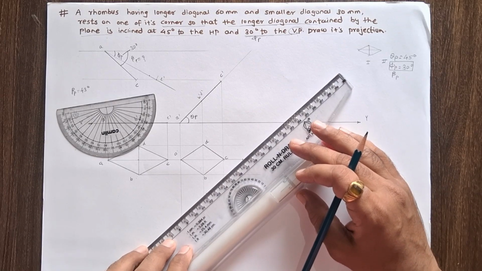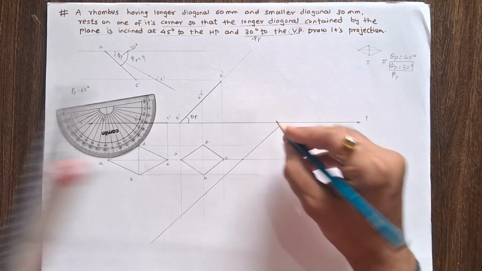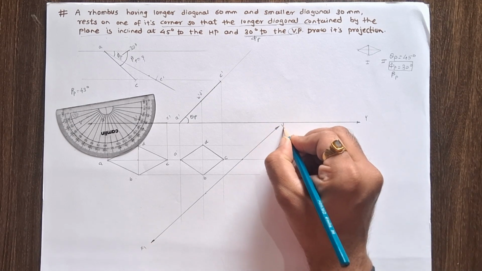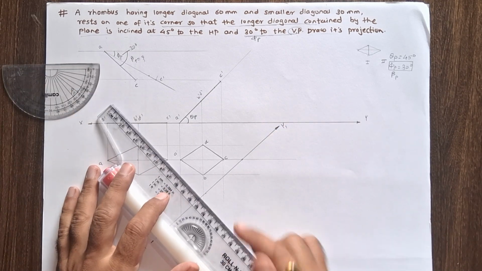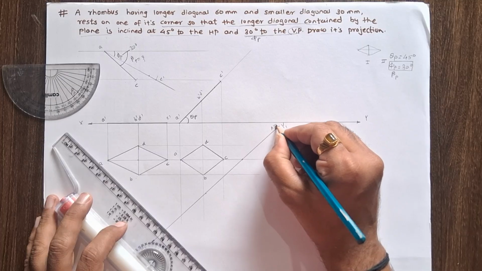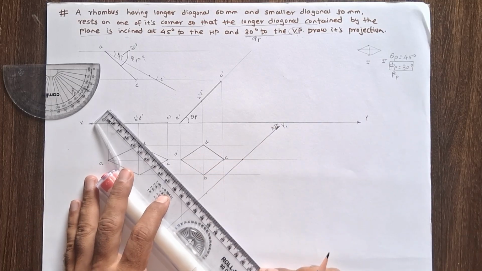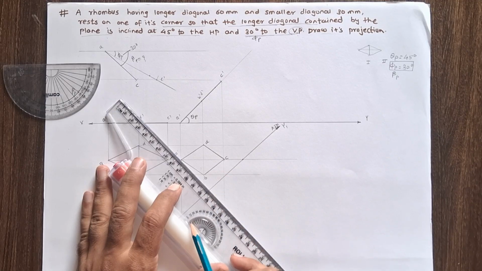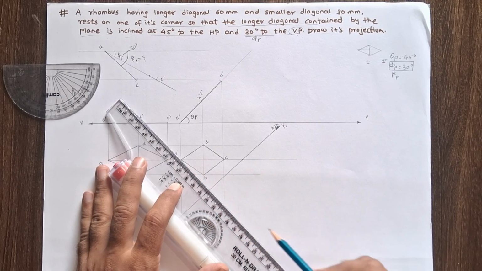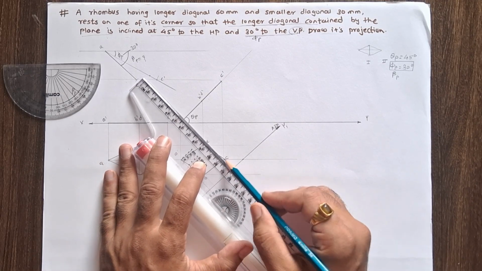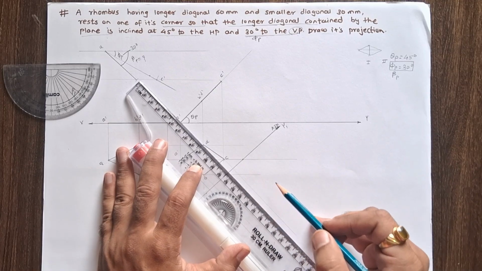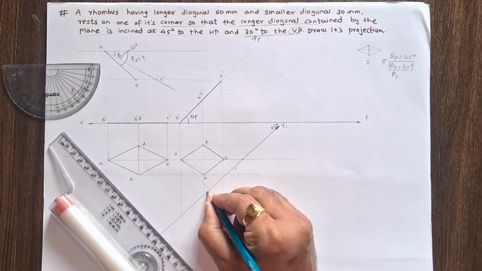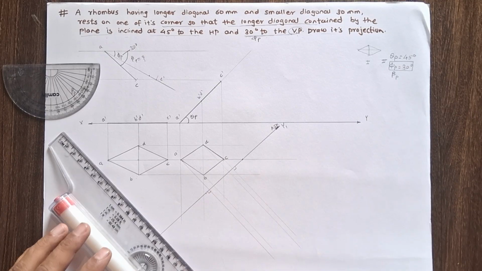This method is called the auxiliary inclined plane method. This is a new plane. The name of the plane is x1, y1. This is AIP. So take a perpendicular projection. For that, adjust a roller along x1, y1, and from all these 4 points, take a projection. Take a perpendicular projection. These all projections are perpendicular to x1, y1.